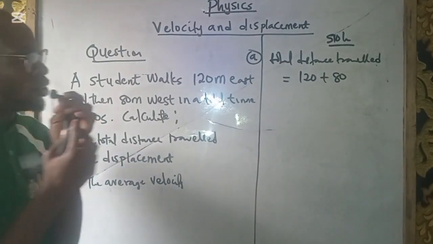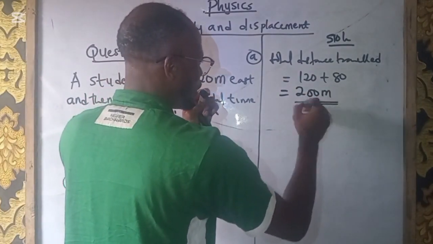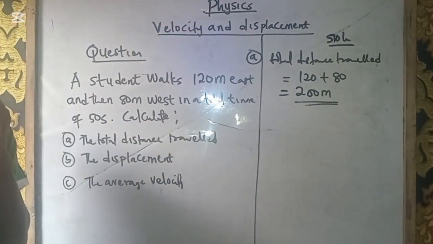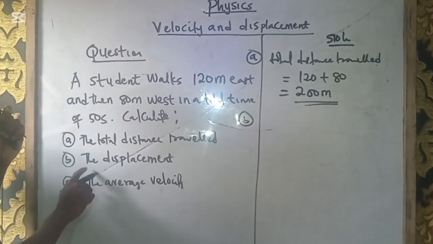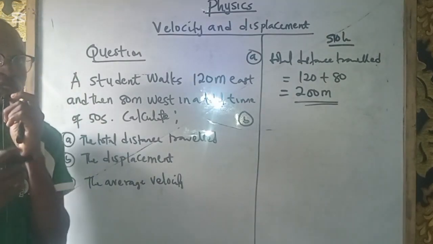Do you understand that? So when I add this together, what do I have? I should have 200 meters. So you don't need to put any direction there. Just your 200 meters. You have answered the first question. All right? The second one, we said to find what? The displacement. Now, displacement, take note of something. Displacement has direction because it's a vector quantity.